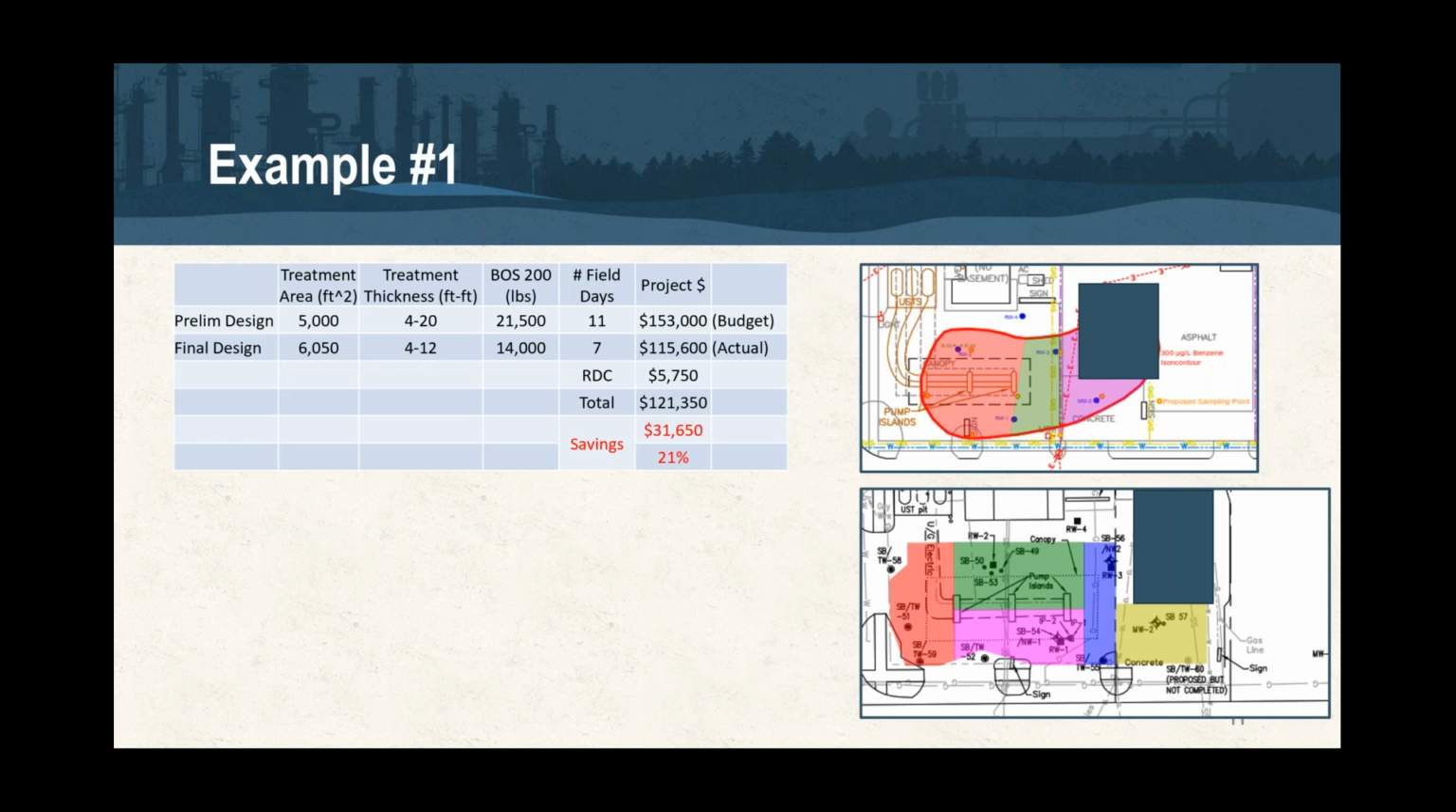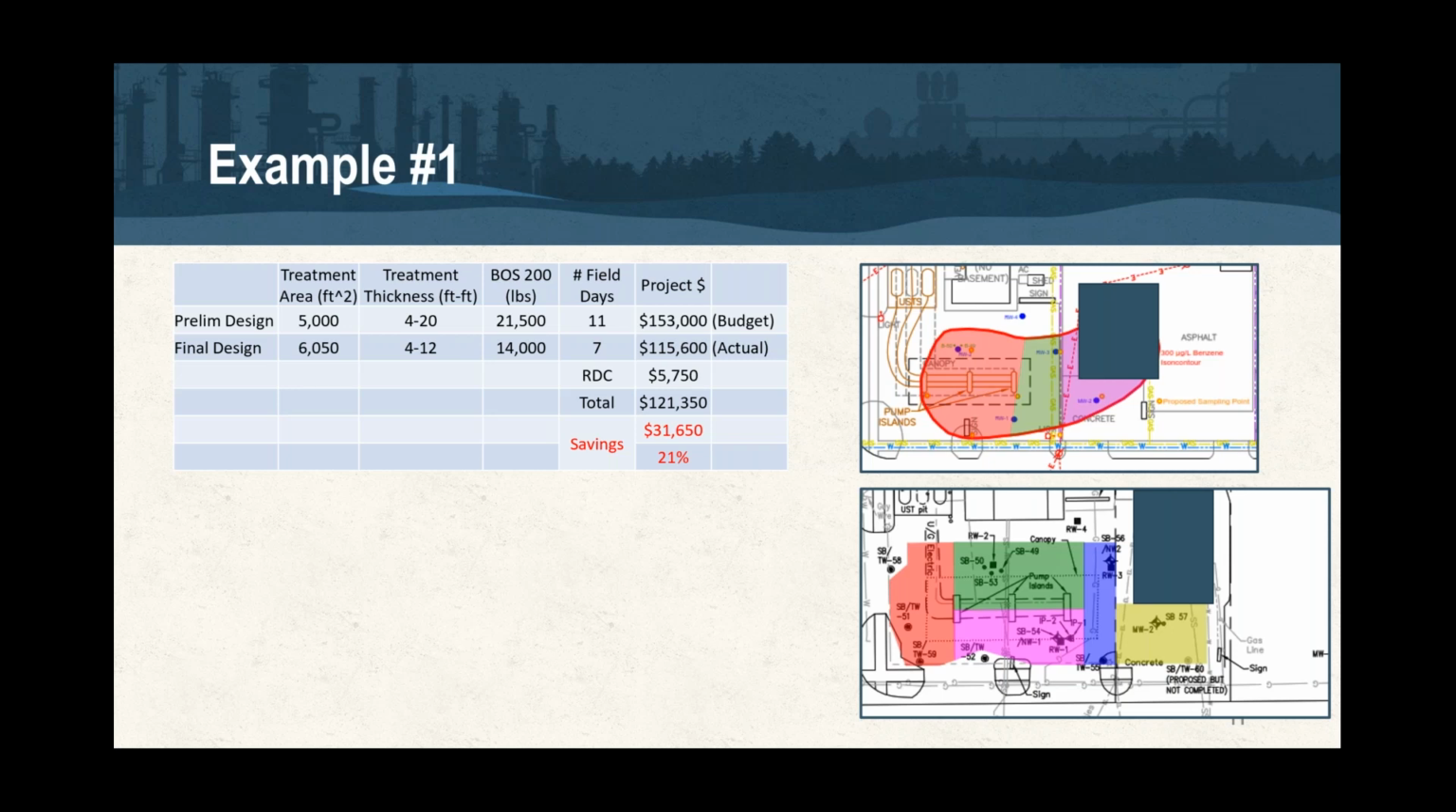So here's one example. This is a corner gas station. Preliminary design is up at the top row there. So 5,000 square feet, 4 to 20 foot thickness, 21,500 pounds of Boss 200, 11 field days, $153,000 was our budget. They went out and did an RDC, so under $6,000, which is going to be representative for most, say, small to medium size gas station sites.